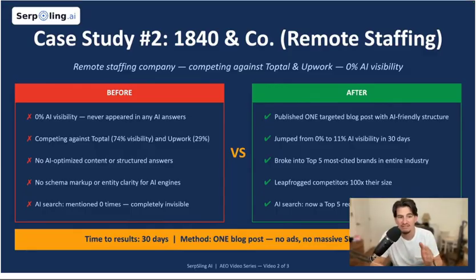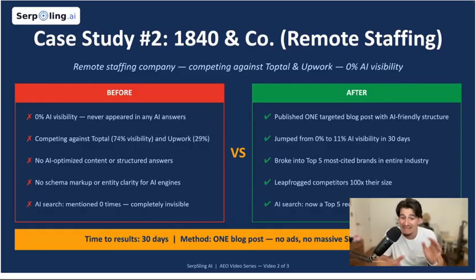They were competing against Topto, which has 74% visibility, and Upwork, which has 29%. They had no AI optimized content at all or structured answers. They had no schema markup or entity clarity for AI engines. And they had mentioned 0 times.